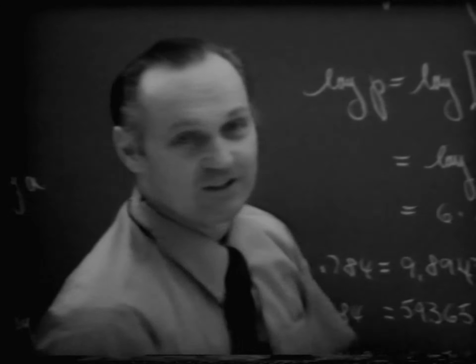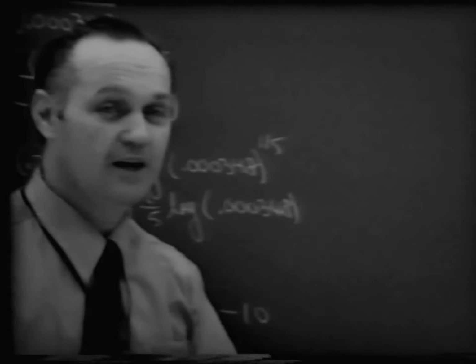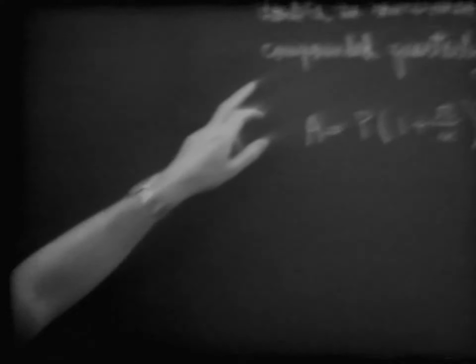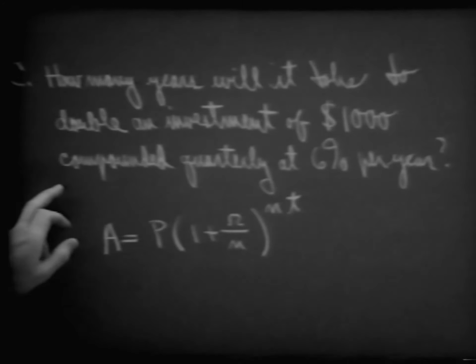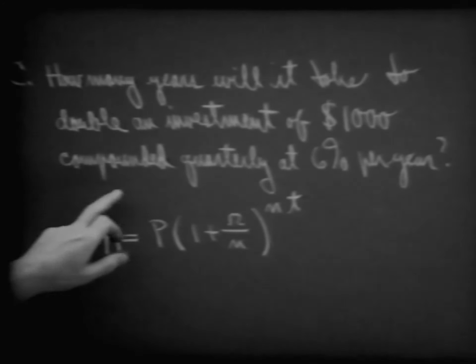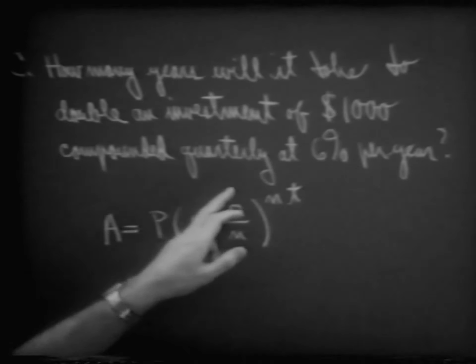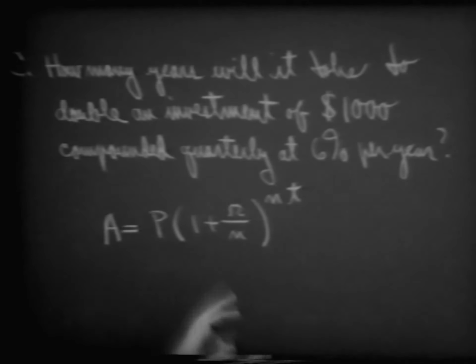Let's look at another type of situation that I think is quite important. Here we have a problem which says, how many years will it take to double an investment of $1,000 compounded quarterly at 6% per year? Now, any kind of interest problem that you have done before this has always been what we call simple interest. And it's only now that you have a tool of logarithms that will enable you to handle a problem that involves compound interest. All right?